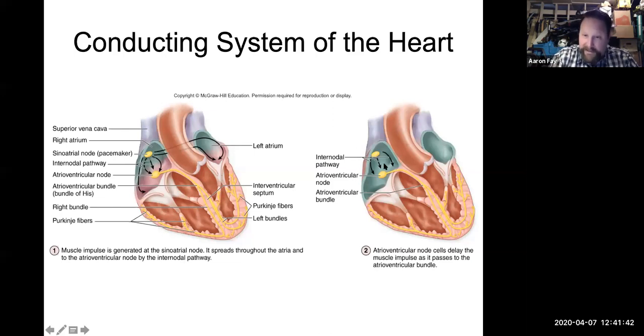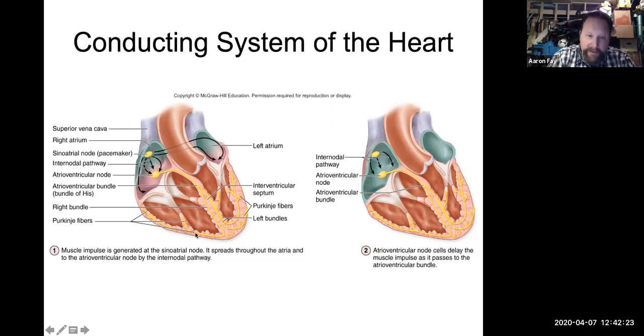The bridge is the bundle of His. So the bundle of His will take that signal, once it reaches the bottom of the atria, and transfer it to the bottom of the ventricles. So going through this step by step, we generate the signal to contract at the sinoatrial node in the superior posterior wall of the right atrium. That signal will go through the gap junctions, through the intercalated discs, cell to cell, until it hits the AV node. The AV node then picks up that signal, transfers it to the bundle of His. From the bundle of His, it splits into the right and left bundle.